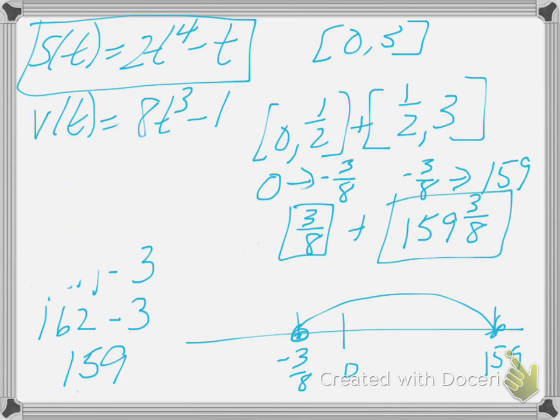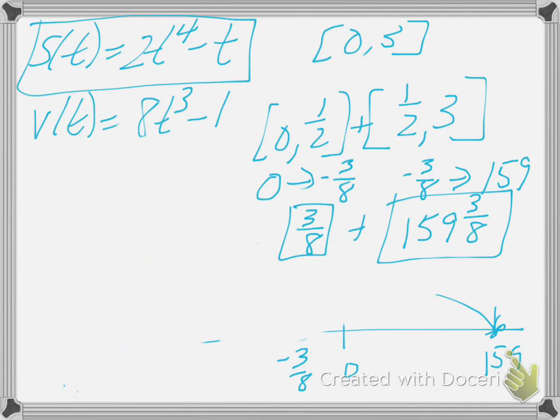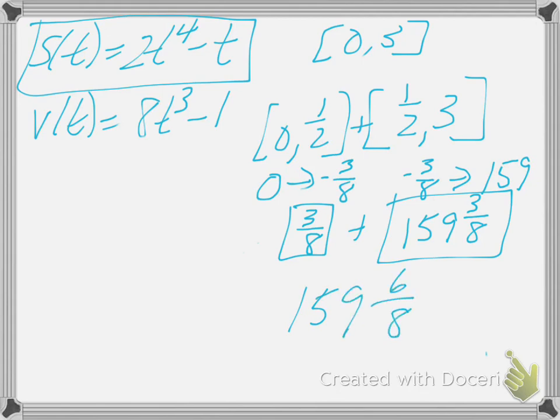Okay, let's make some room. So how far did we go all together? We went 159 and 6/8. I guess if you want to reduce that, you can. They each divide by 2. We get 159 and 3/4.